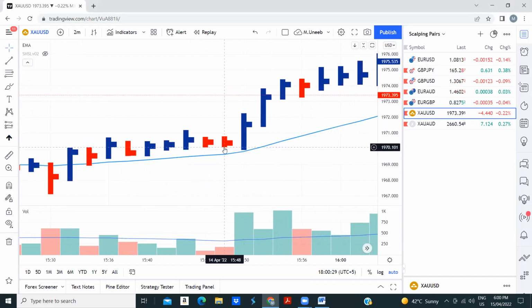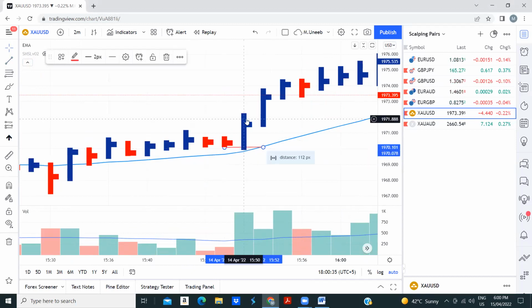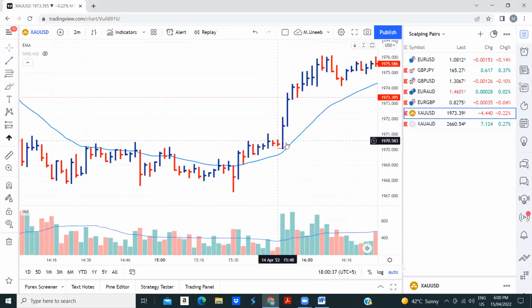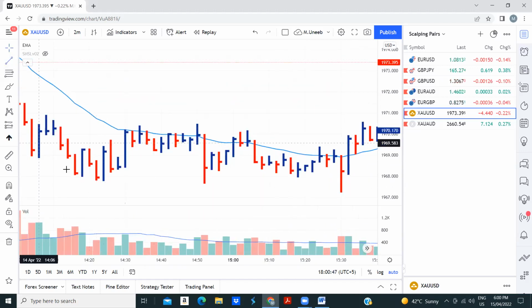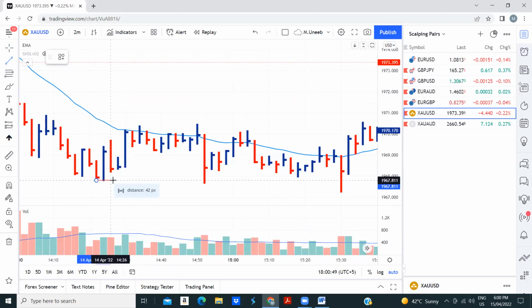You see, it breaches below the low of the previous bar, and then it closes above. Can you see? So this one is a bottom reversal. Now this one here as well. It breaches below the low of this one, very slightly below, and then closed high above this. This one is a bottom reversal.